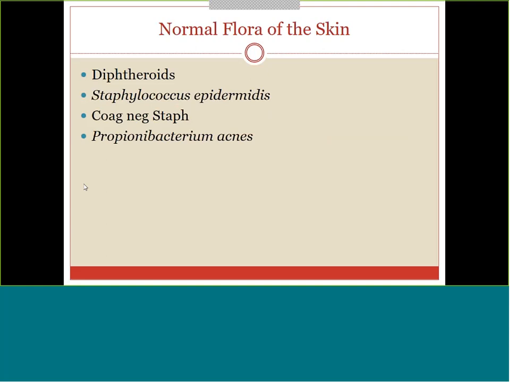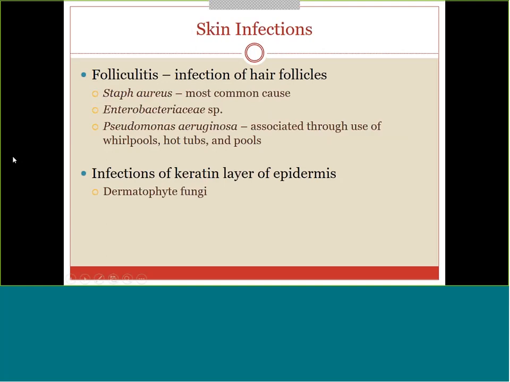Staph epi, of course, is a big normal flora. Other coagulase-negative staph as well. Propionibacterium acnes. You can even add in some Bacillus species; they are normal flora of the skin. So different skin infections: you have folliculitis, which is an infection of the hair follicles. Staph aureus is probably the biggest cause here. Enterobacteriaceae bacteria can cause it, and Pseudomonas aeruginosa, again, picking it up out of those moist, hotter temperatures like hot tubs, warmer pools, things like that. Pseudomonas thrives in that stuff.